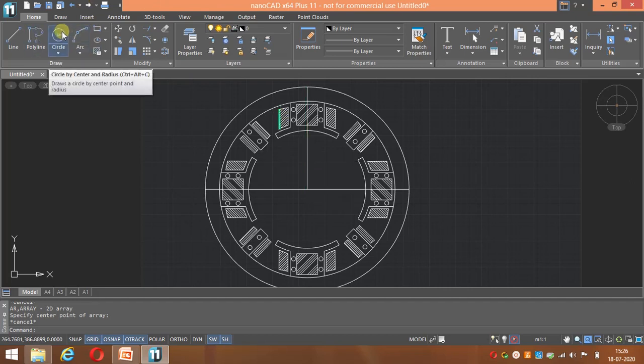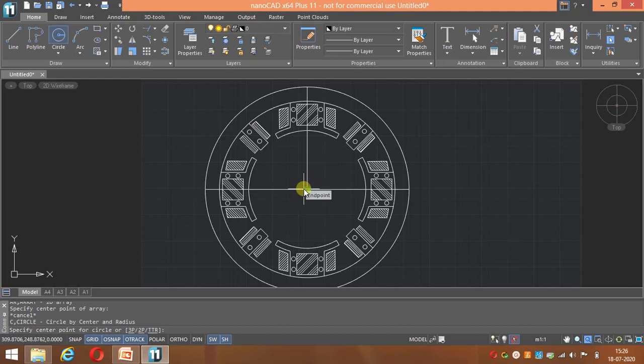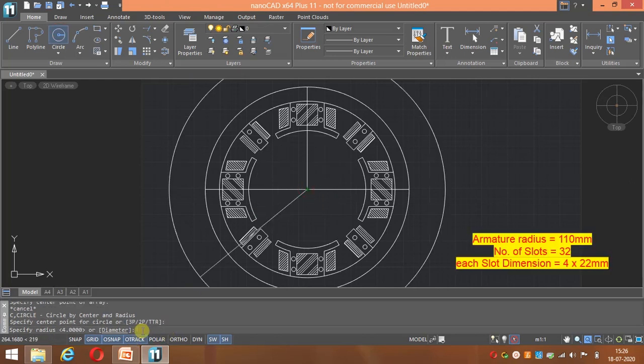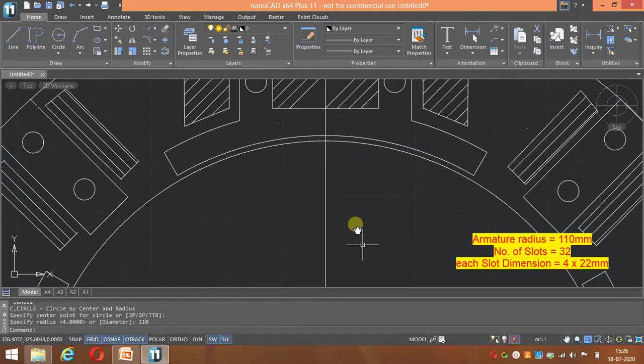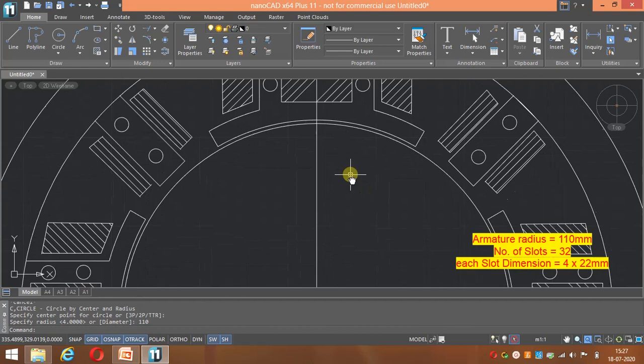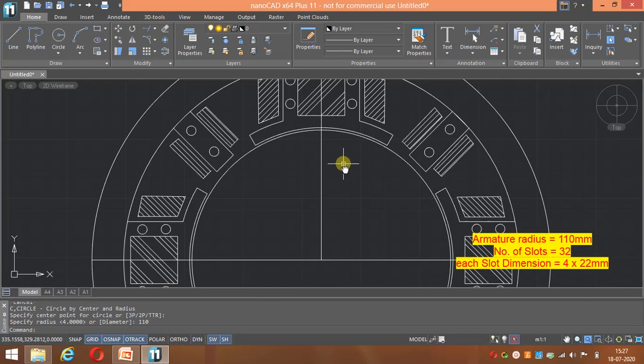So let me draw that circle by taking the same point as a center. So radius is 110 mm. Okay, so here you can see a small gap between the pole and then the armature. This is nothing but your air gap. Clear? And how many slots we have actually here? How many slots we have? We will be having 32 slots.